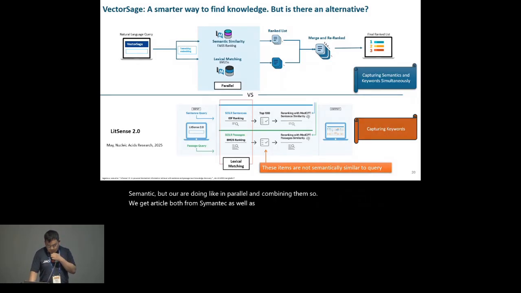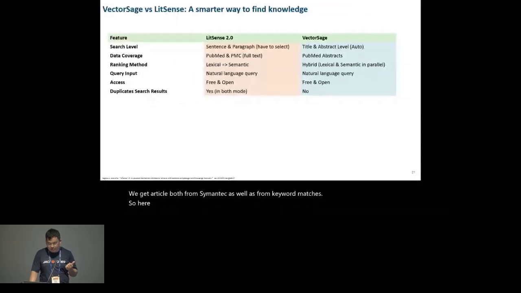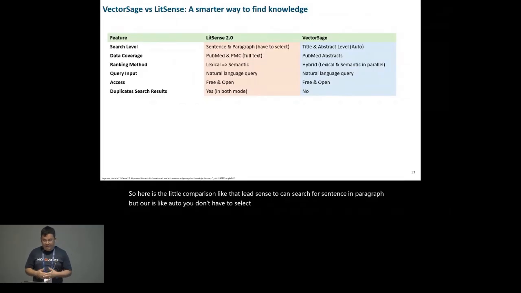So here is a little comparison. LeadSense 2 can search for sentence and paragraph, but ours is automatic, you don't have to select whether you want to search sentence or paragraph. If you just enter any query in natural language or in keywords, it will give the relevant articles. And also LeadSense covers PubMed and PMC. VectorSage does not yet cover PMC, but might in future.